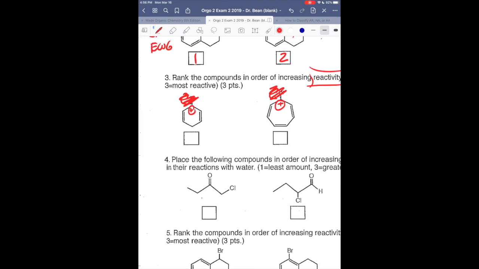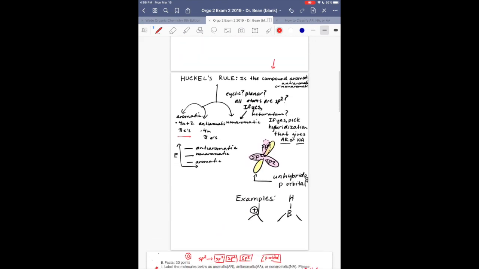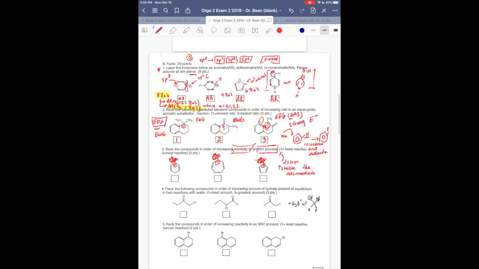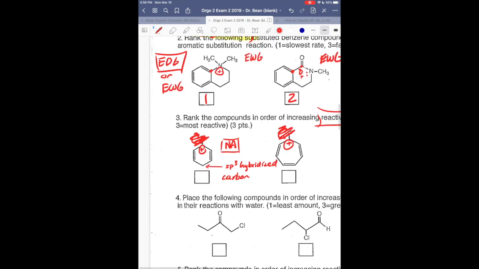So this is asking us about aromaticity. Let's look at the first one, for example, right? If we're looking at the first one and we go up to our rules, cyclic, check. Planar, check. I don't see why it wouldn't be. Are all atoms sp2 hybridized here? Your answer needs to be no. That is an sp3 hybridized carbon. So what would the classification of this molecule be out of our three? It would be non-aromatic, right?